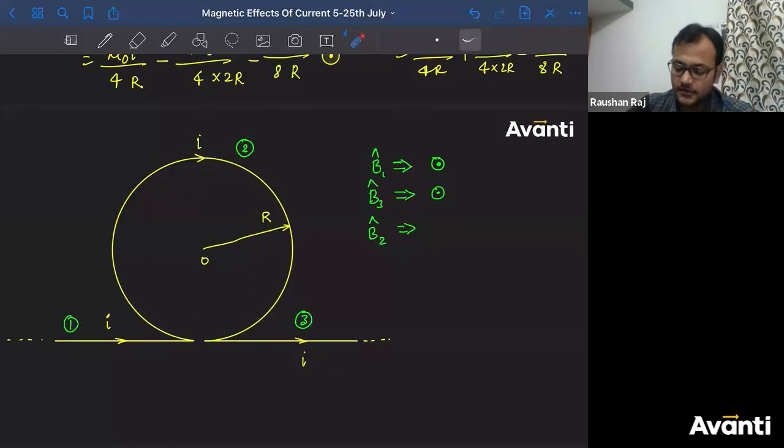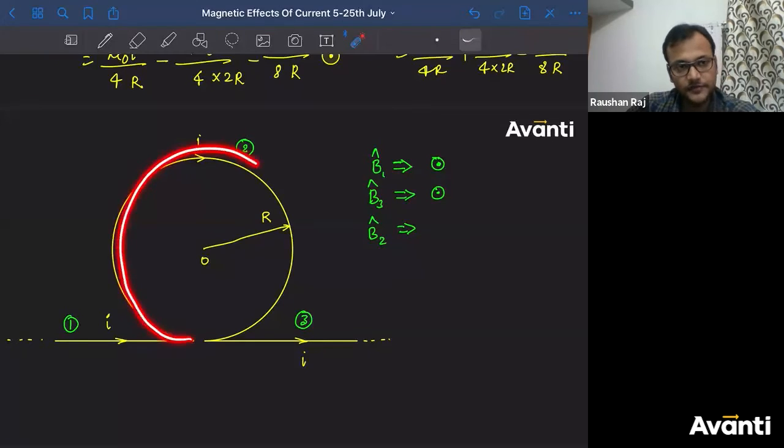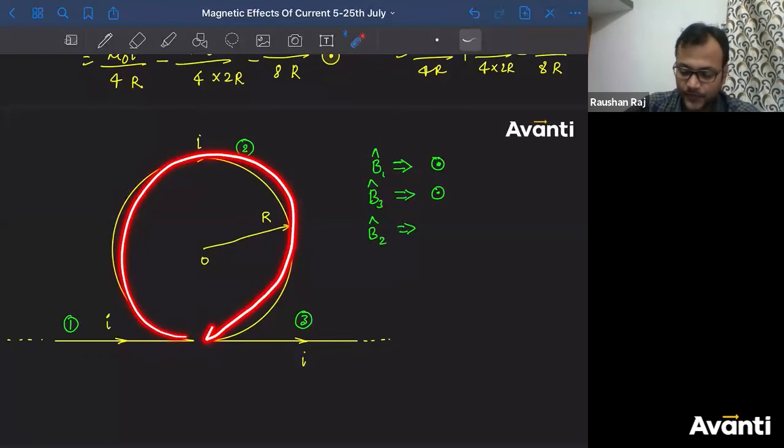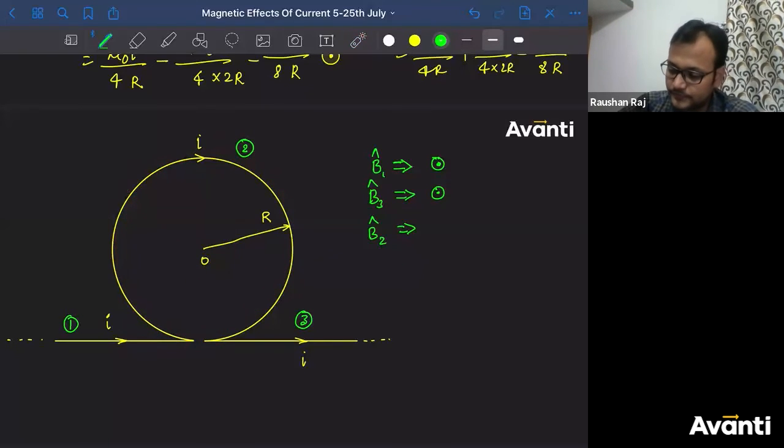Into the plane, right? Curl your right hand fingers along the, because in circular current carrying wire, curl your right hand fingers along the direction of current. Thumb will give you the direction of magnetic field. So this is the curling. Curl your right hand fingers along this direction. Thumb will give you the direction of magnetic field, that is into the plane.